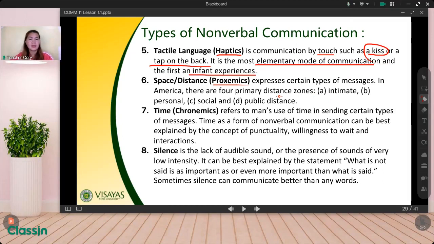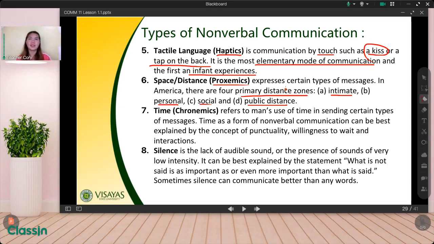Okay, so primary distance zones. We have intimate, personal, social, and public distance. Proxemics talks about space. It talks about spatial communication. It says here, space or distance.